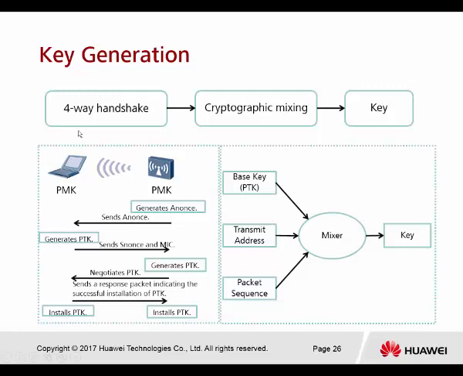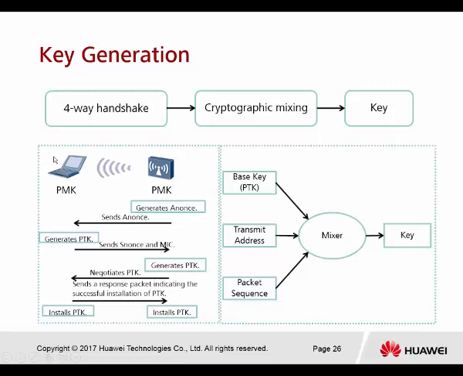For the key generation, first they do the four-way handshake. This is the process of the four-way handshake. First, the AP sends the ANonce to our STA. Then the STA generates the PTK. This key is just for doing some of the random code. So they generate it and send the SNonce and the MAC to the AP. Once the AP receives it, it also generates the PTK.